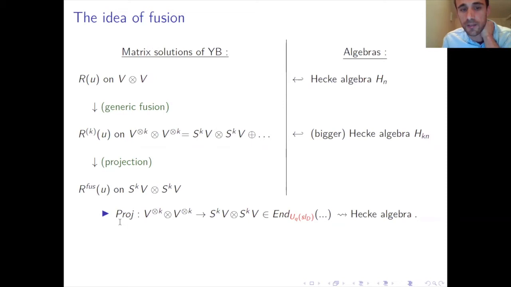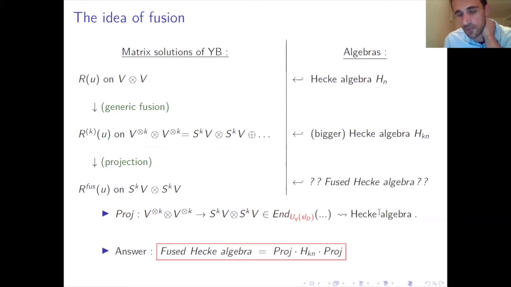Well, actually, as I said, the important fact is that this projector actually belongs to the Hecke algebra. So what we can do is answer this question, what is the fused Hecke algebra, like this. The fused Hecke algebra should be, from these ideas, a projected algebra like this. You take HKN, you see the projector as inside the Hecke algebra, and you multiply it both on the left and on the right by this projector. So this was the original idea.